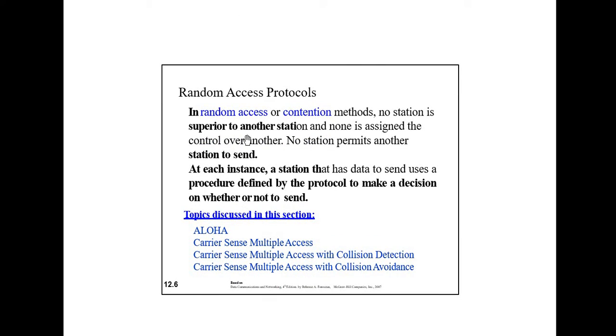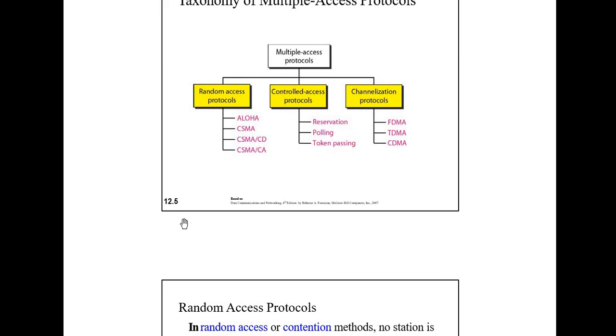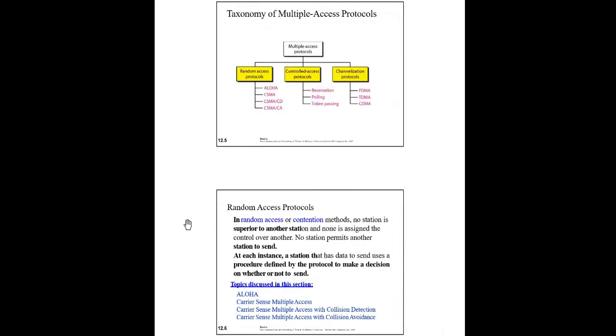Random access protocol means there is no station superior to the other. There is no controlling hub or something like that. All stations are similar and given equal priority. If a station has data to transmit, it can check the link by itself and decide if it can transmit the data or wait for some more time. The first initial protocol is Aloha.